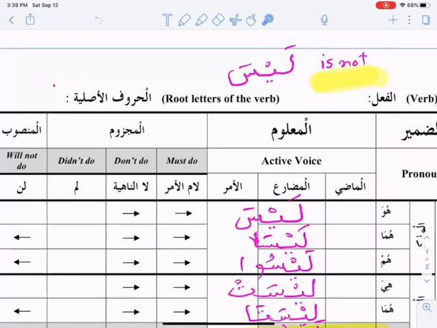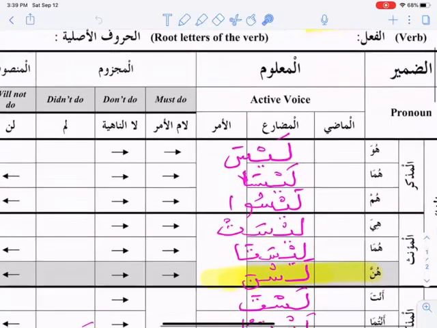Now the ism laysa has to be marfu, and khabar laysa has to be mansub. Ism laysa marfu, khabar laysa mansub. It is the opposite of inna. In inna, ism inna is mansub, khabar inna is marfu, but ism laysa is marfu, khabar laysa is mansub. If you can remember, inshallah.